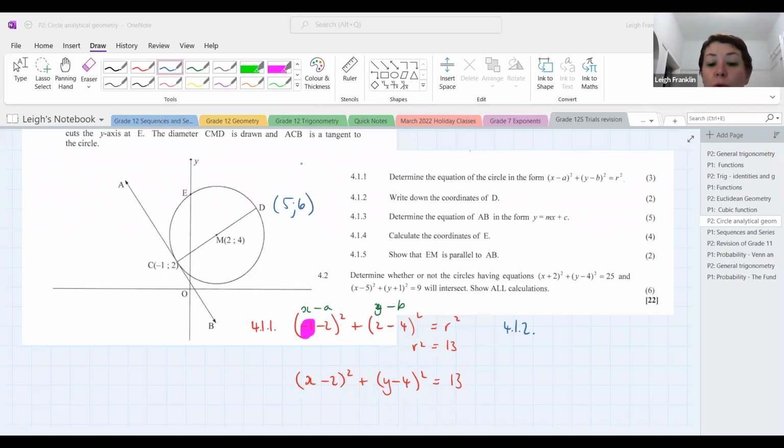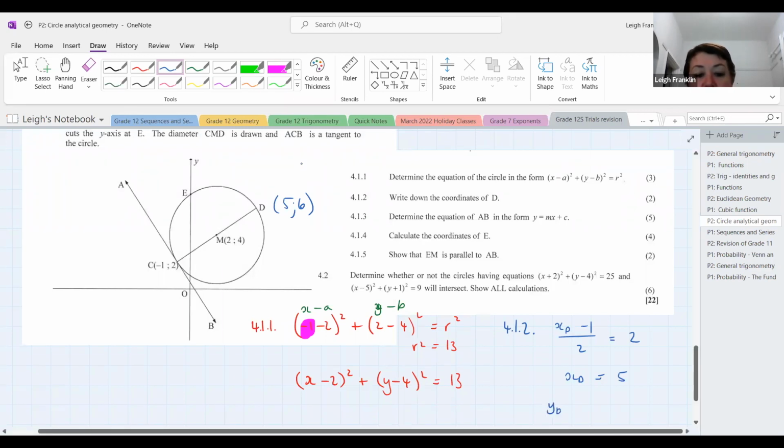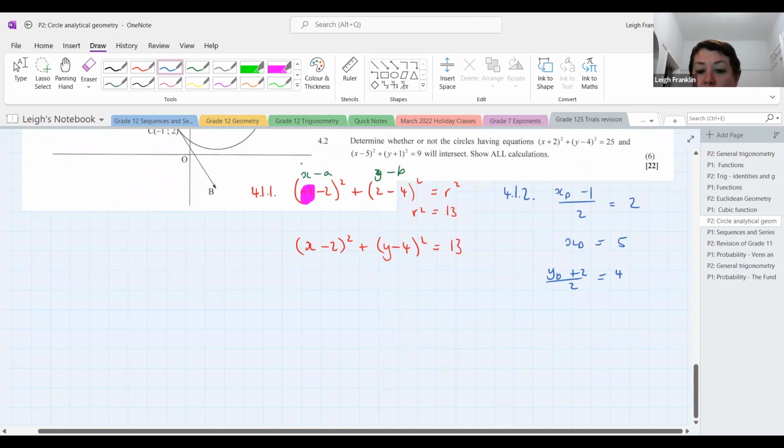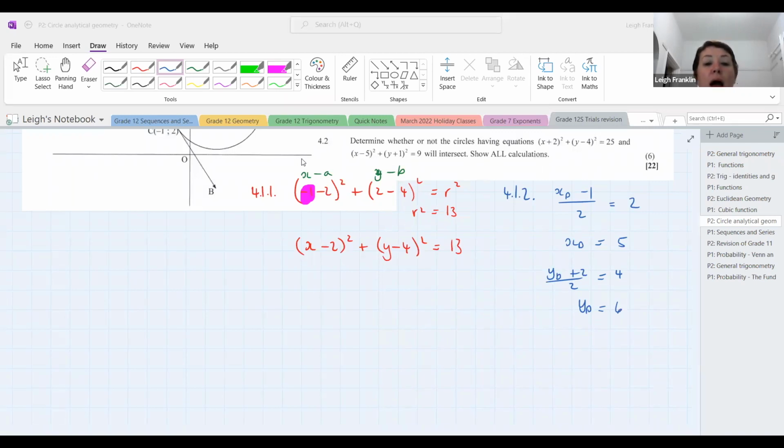So you would have said that the X at D minus 1 over 2 is equal to the X at the midpoint, which is 2. So the X at D is equal to 4 plus 1, which would have given us 5. I quite agree, and we would have done the other one the same way as well. So the Y coordinate at D plus 2 over 2 has got to be equal to 4. I agree. So I would have also got the Y coordinate at D to be equal to 6. Lovely. Okay. No problem.